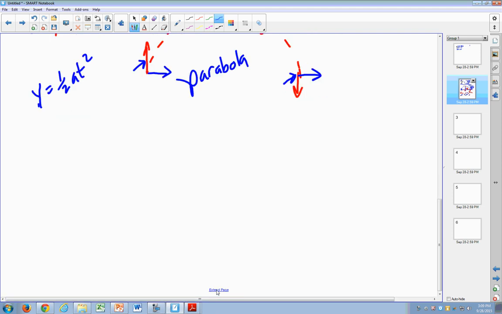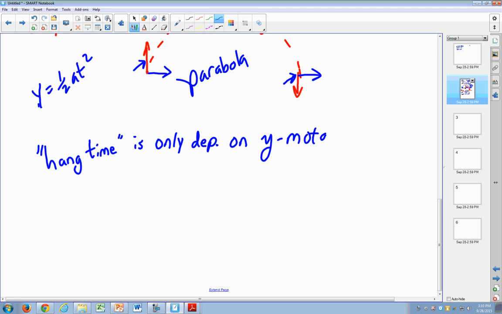For example, the time, the hang time, I like to call it, how long it's in the air, is only dependent upon the y motion. Right? It's not dependent upon the x motion at all. That is completely independent. However, the range, the x range, is dependent upon what happens in the y direction.